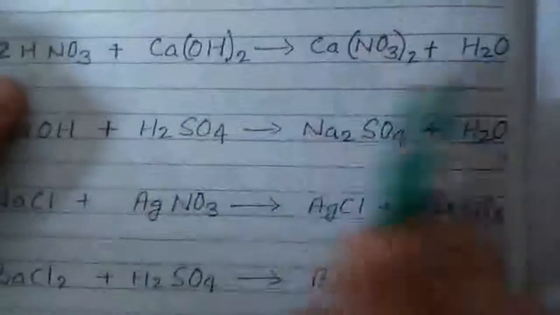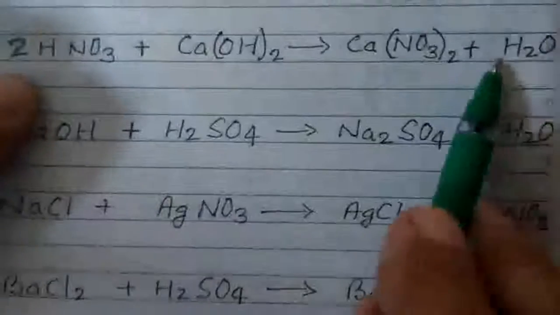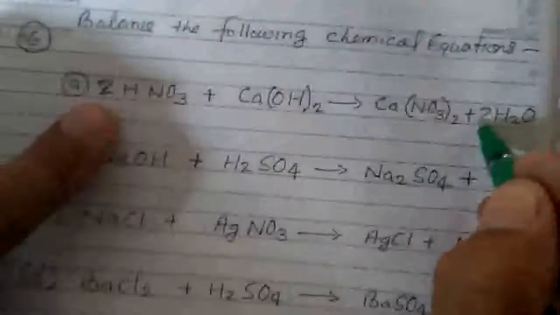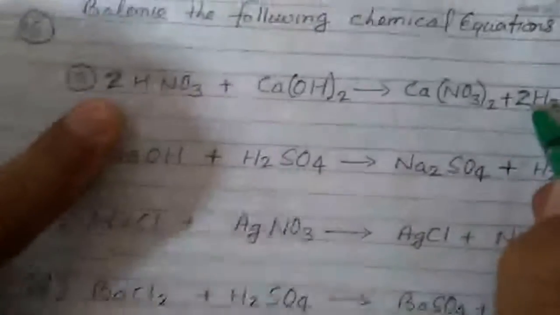So when we make it 2, hydrogen becomes 2. Hydrogen is 2 here. But hydrogen again, 1 calcium hydroxide contains 2, and 1, 2 here, so 4. So how can this water become 4? It takes 2 molecules. So write 2 here. Your equation will be easily balanced.